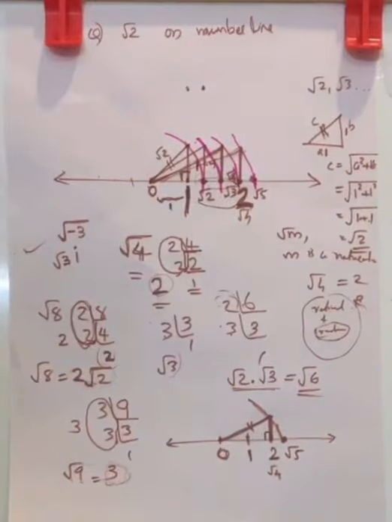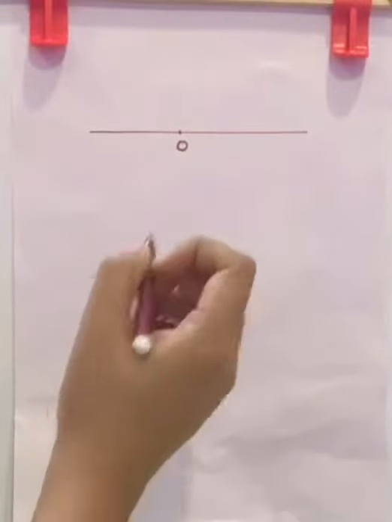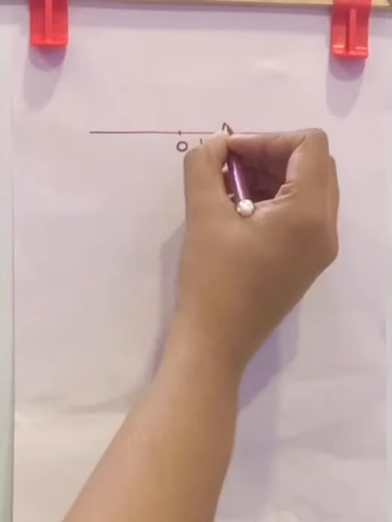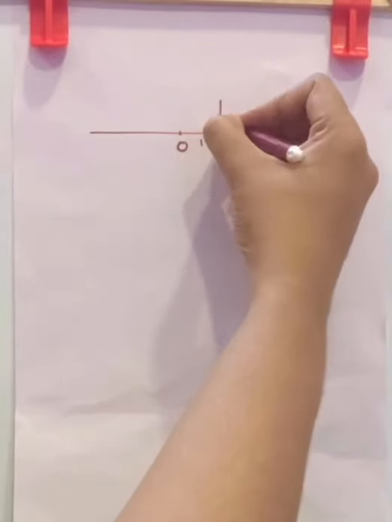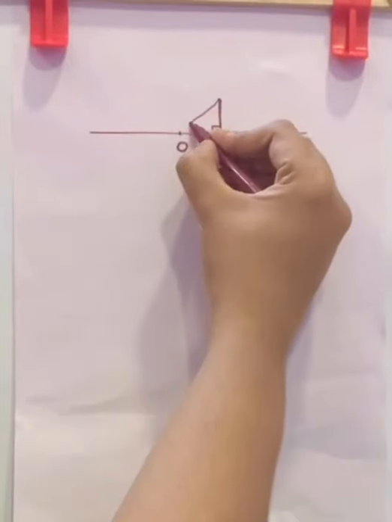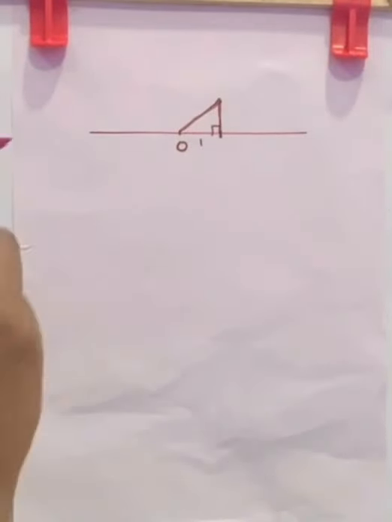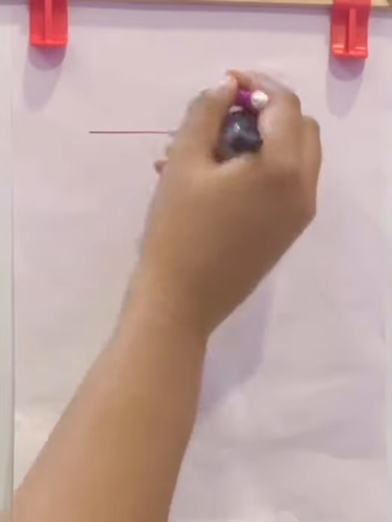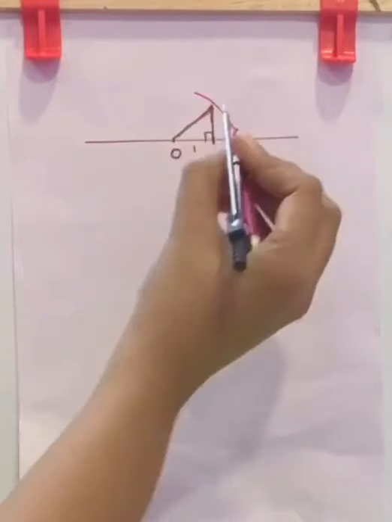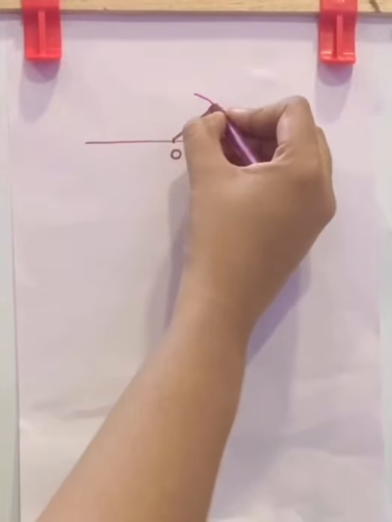This is the method. To plot root 2 on the number line, we take 1 centimeter or 1 unit here and draw a perpendicular, that is a straight line at 90 degrees, and join this to 0. Then we measure this as the radius and draw an arc. If we draw an arc like here, then this will be root 2. I told you this is root 2.